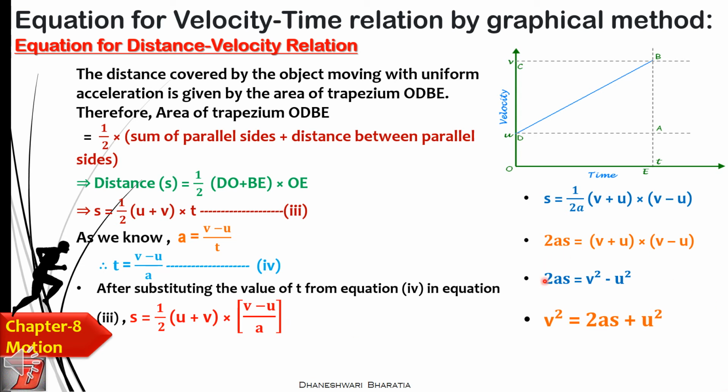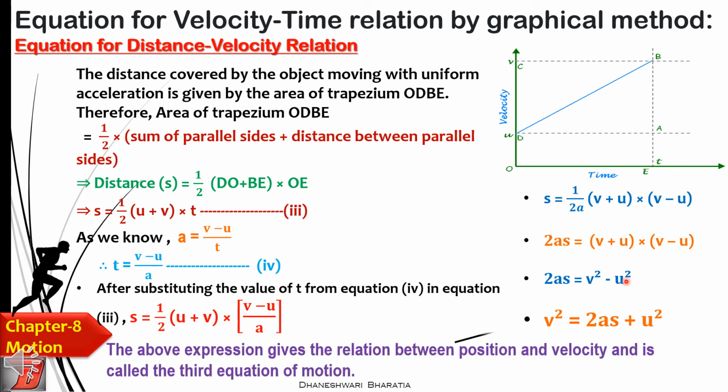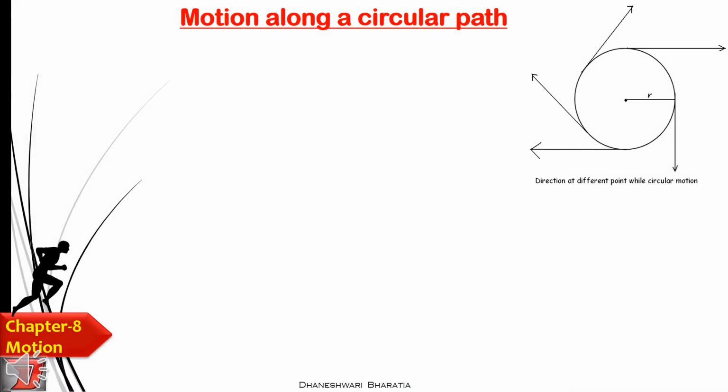You can remember either of these two. I think this will be easier for you to remember. Okay. So this is the third equation for the distance velocity relation, which is known as the relationship between position and velocity, and it is called the third equation of motion. Am I clear, beta?